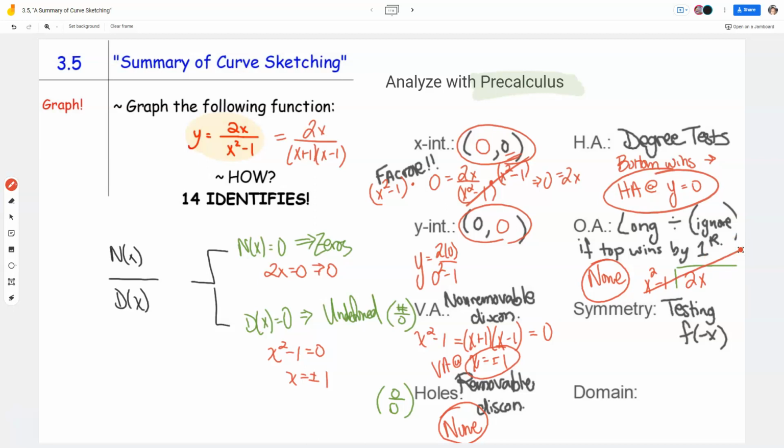Symmetry, even odd, it was in your summer packet. Even odd, we would say, hey, let's plug in f of negative x and see what happens. And so in our function, we would have 2 times all over. We would plug in negative x's all those places. Negative x, negative x. What happens when you simplify? Does it stay the same? Is it the opposite, or is it neither?